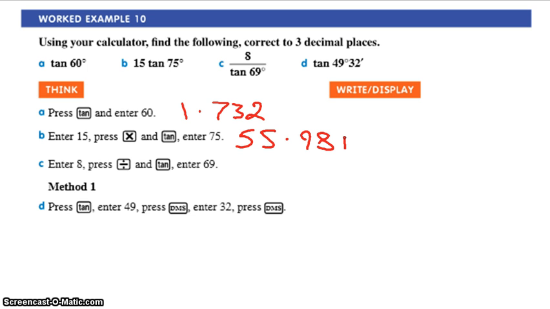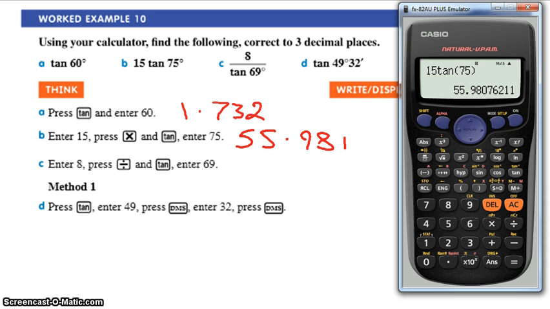Cool? Okay. Next one says 8 over tan 69. What they've got written there is 8 divided by tan 69. Cool? Close the bracket. Gives you 3.071. Okay? Do you need to do it like that? No. Well, you've got nice advanced calculators. You can always press that button and make a fraction. And go 8 over tan 69 degrees, close my bracket, equals, exactly the same answer.